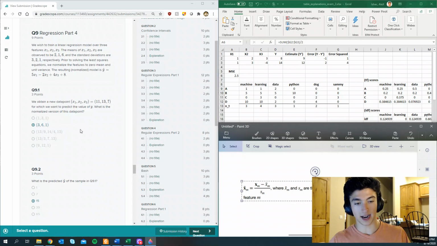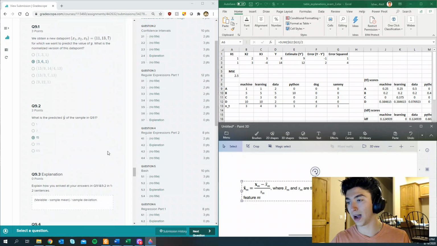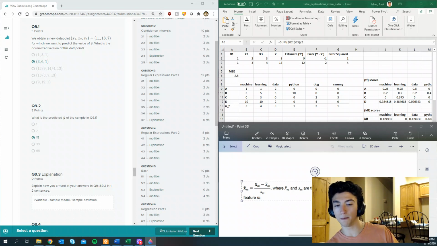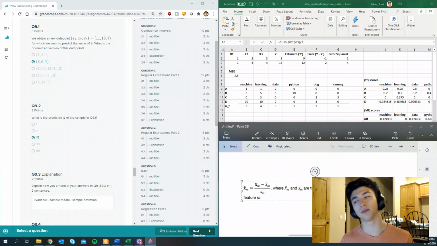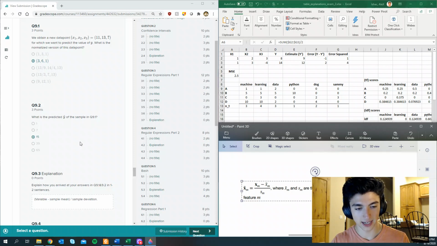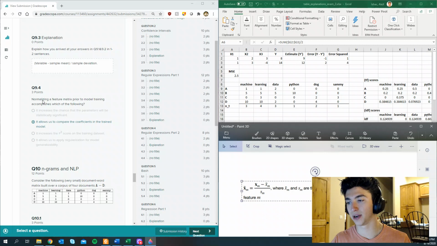9.2, what is the predicted y hat of the sample in 9.1? And the answer is 15. How did I find that? Well, by plugging the normalized data point 3, 6, 1 into the equation for y hat, we get a value of 15. 9.3, we're skipping. Going to 9.4.